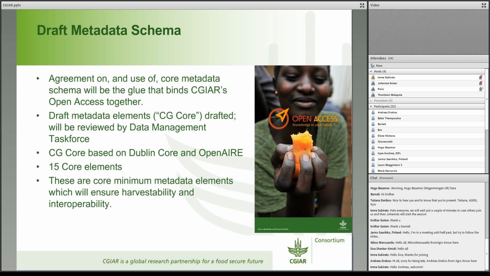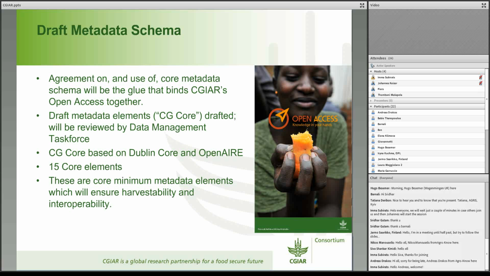We've drafted this metadata scheme, and then it's going to be reviewed by the Data Management Task Force. Basically, it's based on Dublin Core and some OpenAIRE elements. And if and when we can get those put in place, that will help to ensure the overall interoperability and harvestability.